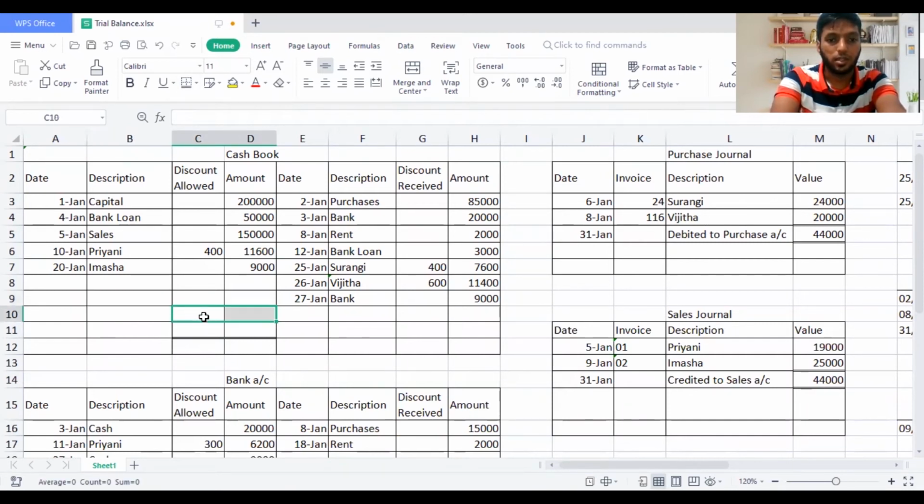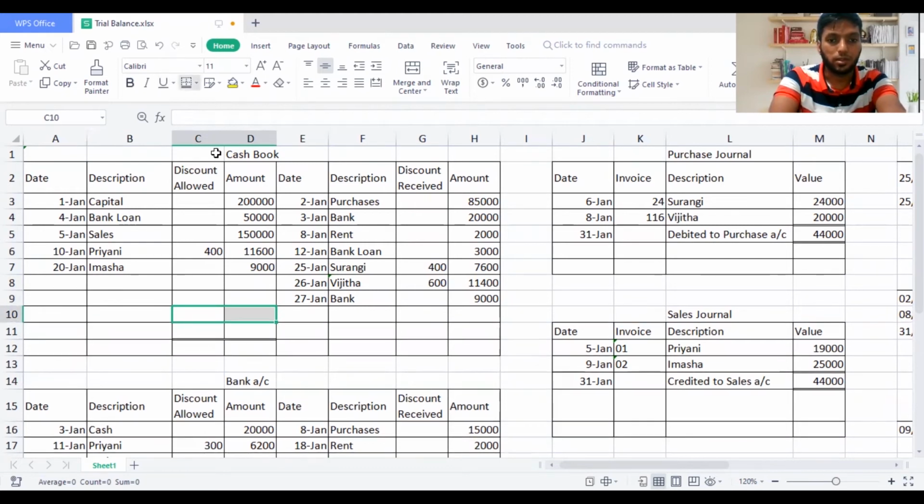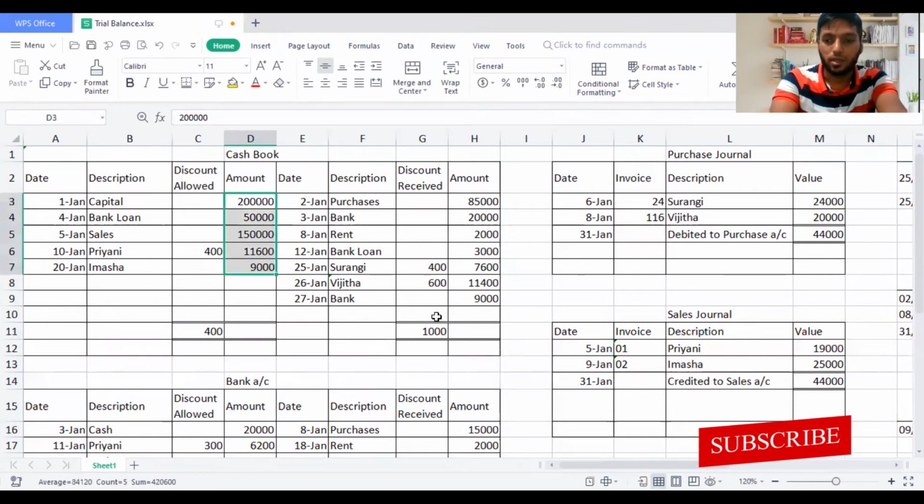You can see here in the discount allowed column, they have given it as 400. So I'll take directly 400. And then in the discount received column, they have given a value of 1,000, right? So I'm going to take 1,000. Okay. And then I'm going to take whichever side is higher on the cash book. The debit side will always be higher in the cash book. Why? Because if you have money only, you will spend. So here you can see the total value of this money is 420,000.